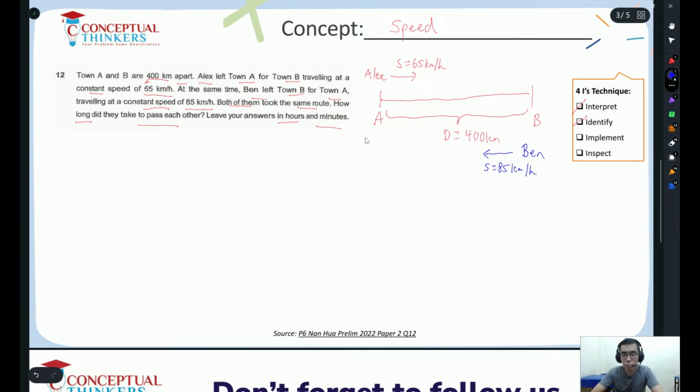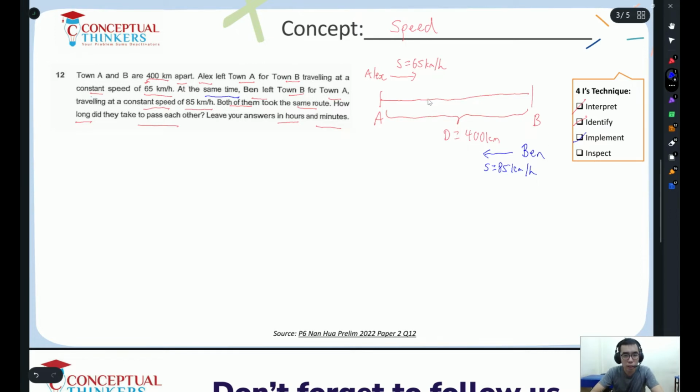Now, there's one important information that they mention is they start at the same time, right? So let's say the question put it in a way that Alex starts to travel first, then after that Ben travels. So what you need to do is you need to remove the distance traveled by Alex for the time whereby Ben is not traveling, so that you can use the following methodology or following steps to do it. So let's implement the steps now.